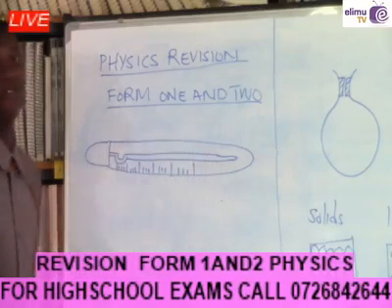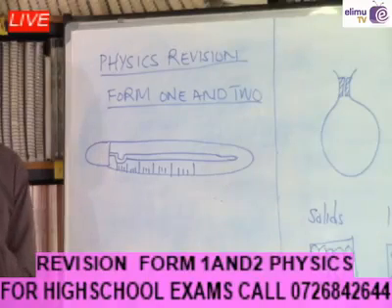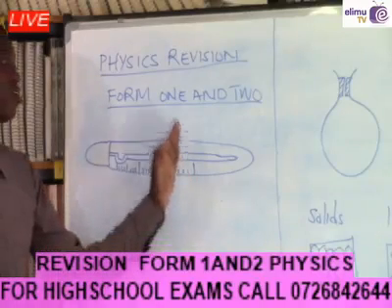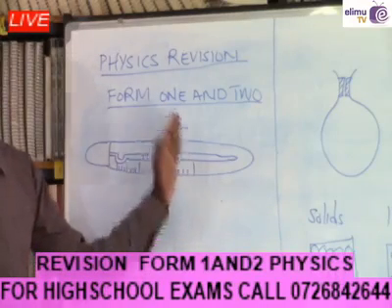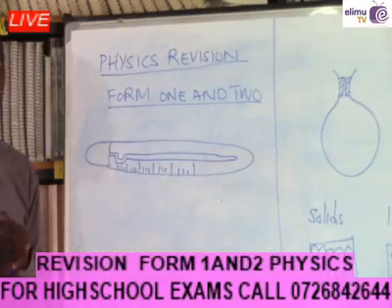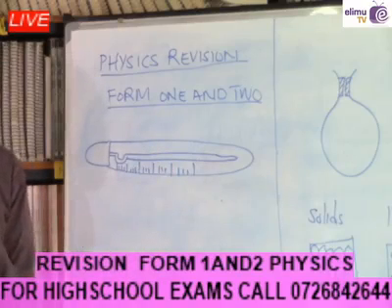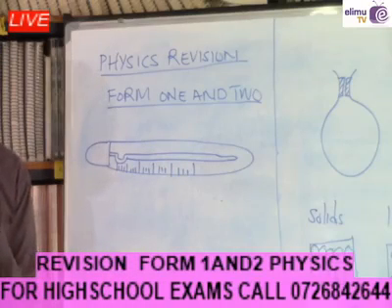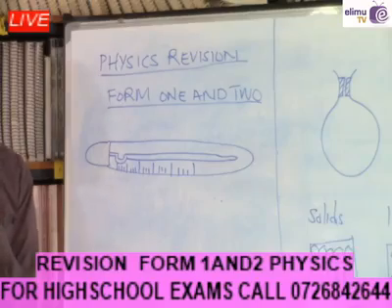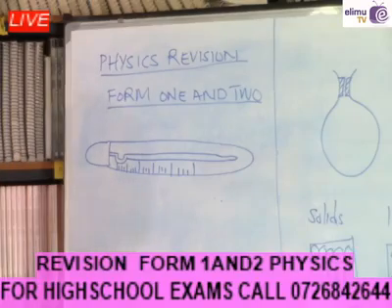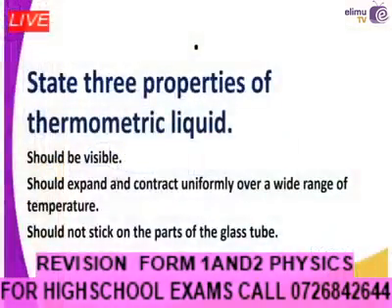What are some of the properties of that liquid? Number one, the liquid that was chosen and that is suitable for use in a thermometer is mercury, because mercury has the following properties. Number one, mercury is visible. Mercury appears shiny, and therefore you can easily see it within a glass tube.